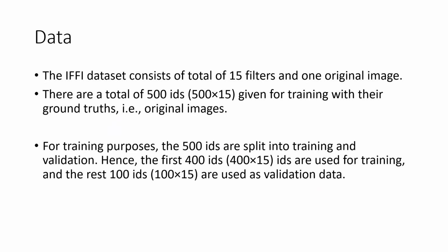As far as the dataset is concerned for this paper, we use the IFFI dataset, which consists of a total of 15 filters and one original image. Hence, for every ID, there are 16 copies given in the data, including one original image. So there are a total of 500 IDs given for training with their ground truth.